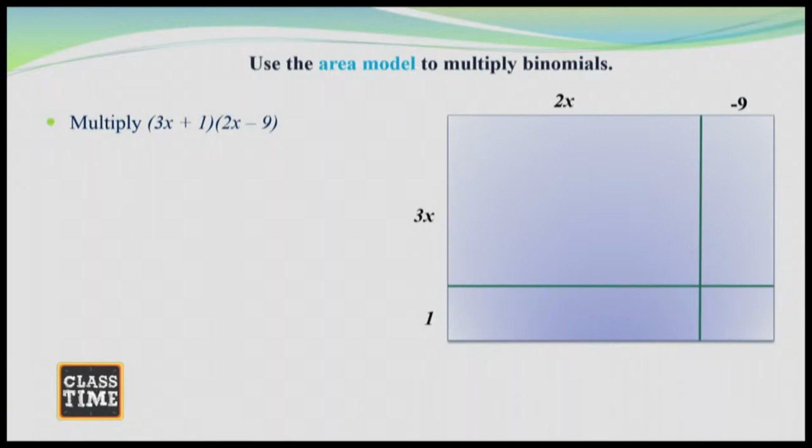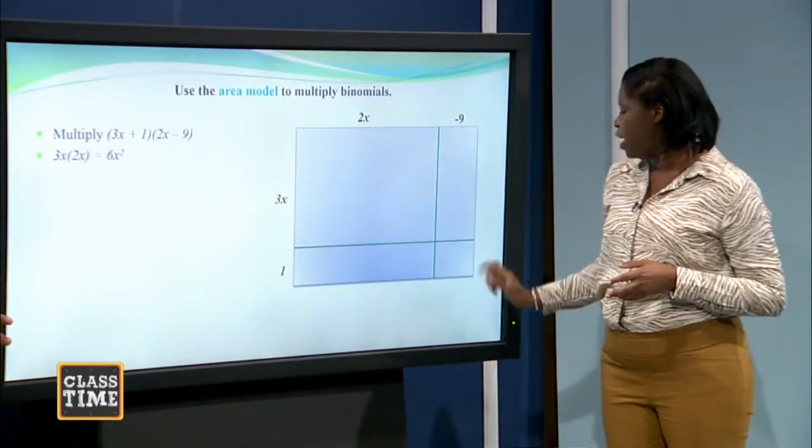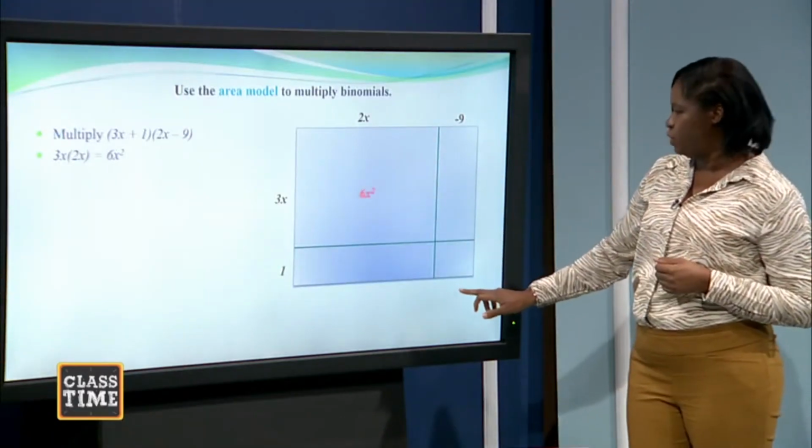Now we have a coefficient added to the variables here. I wonder if we'd be able to do the multiplication using the area models. Yes, I think so, because it's similar. Here, length times width would give us 3x times 2x, which would give us 6x squared.